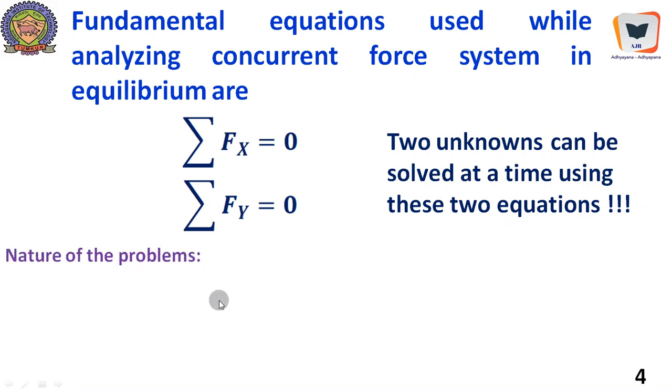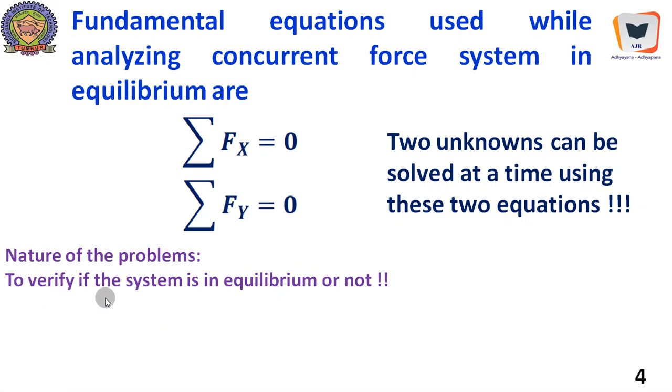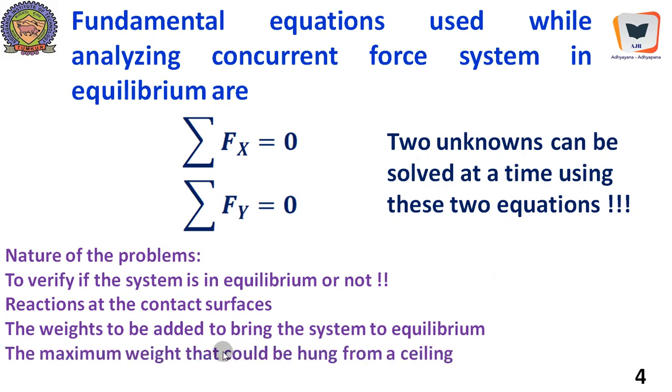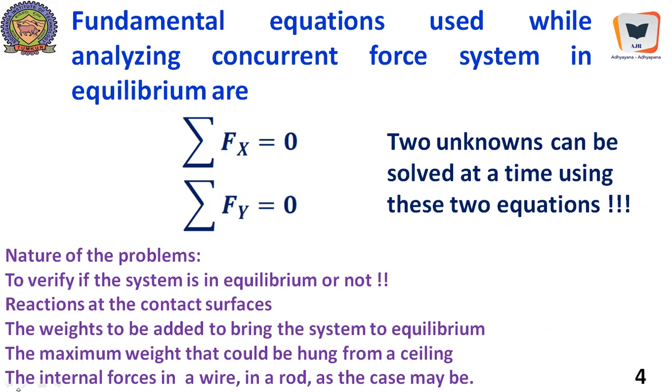And the nature of the problems therefore would include verifying if the system is in equilibrium or not, that means verifying whether sigma Fx equals 0 and sigma Fy equals 0. The problem may include finding reactions at the contact surfaces, or finding the magnitude of the weights to be added to bring the system to equilibrium, or finding the maximum weight that could be hung from a ceiling, something like this. So examples are galore. We may end up finding internal forces in a wire, in a rod, as the case may be.